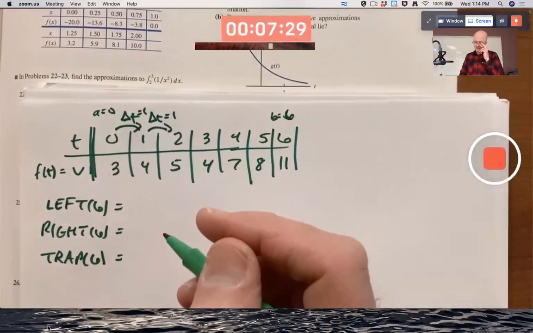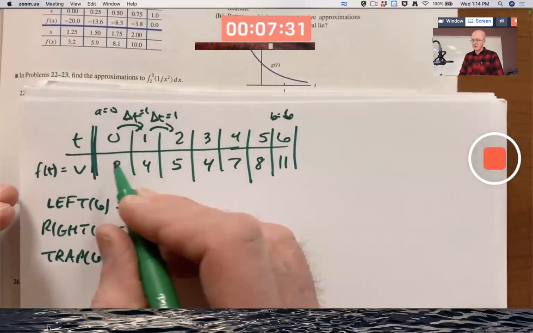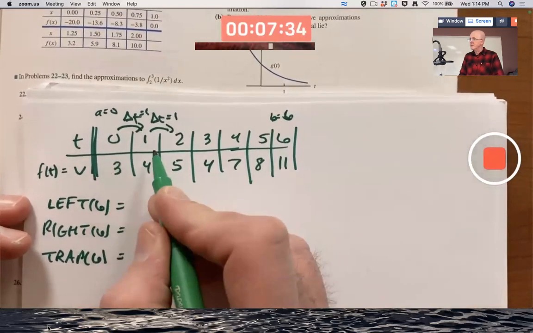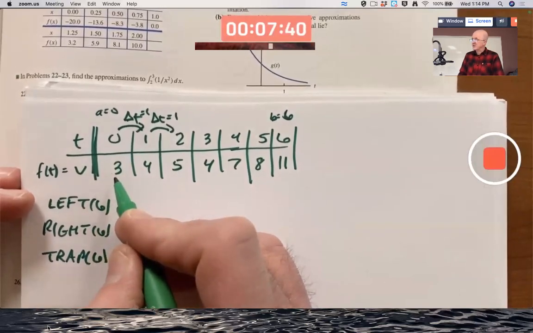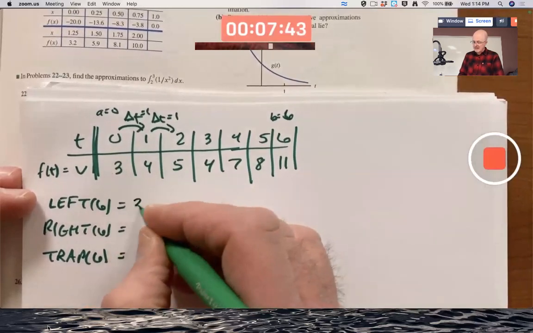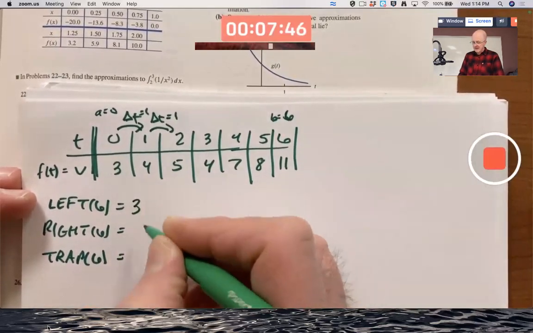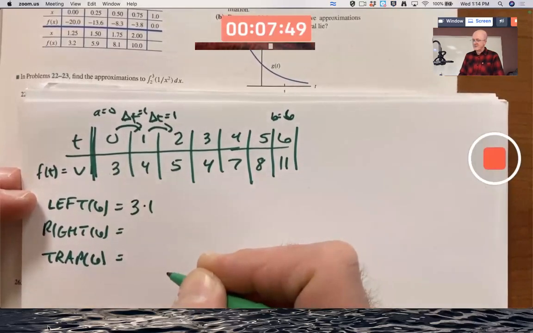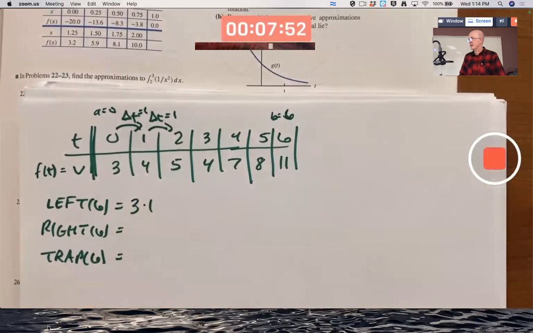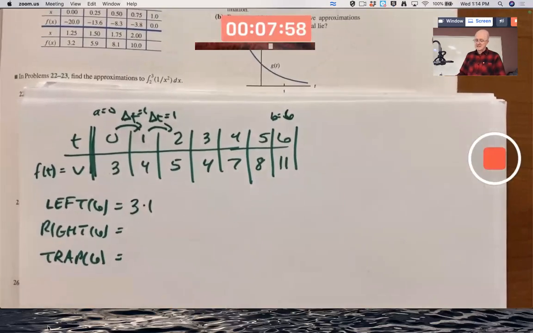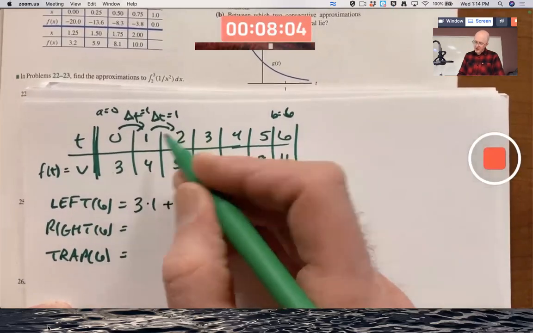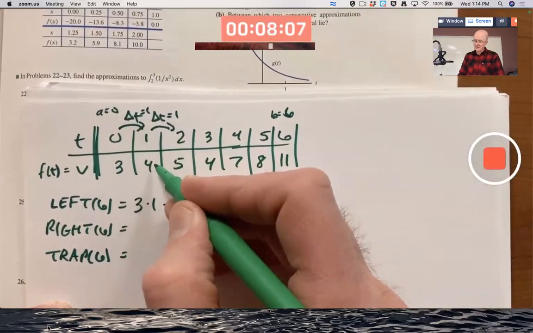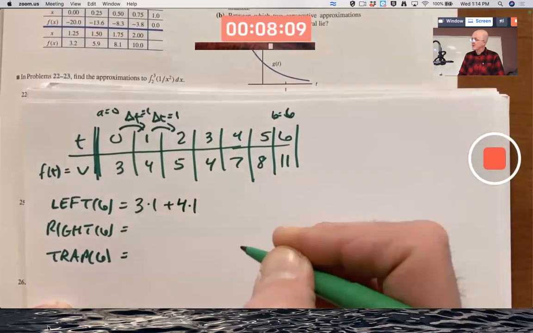Think about it conceptually. With the left-hand rule for each interval, and the first interval here again is 0 to 1, you take the left endpoint to find out the height of the rectangle given by the function value, in this case 3. So 3 is the height of the first rectangle in the left-hand rule, and its base is 1. In fact, the base of every rectangle here is going to be 1, so we're going to be multiplying by 1 each time, which means I don't really need to write it, but for extra emphasis, I will. For the second interval, 1 to 2, the left endpoint is 1. Function value, height of the rectangle is 4. So you get 4 times 1.